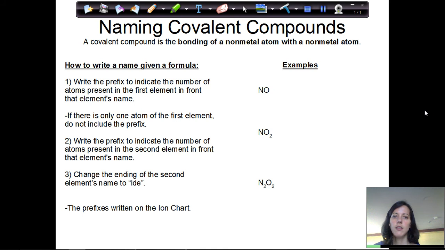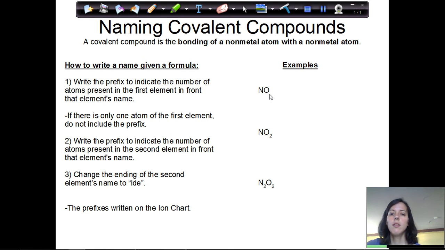Hi, in this video we are going to learn how to name covalent compounds. A covalent compound is the bonding of a non-metal atom with another non-metal atom. So over here we have our set of instructions, and over here we have some examples.